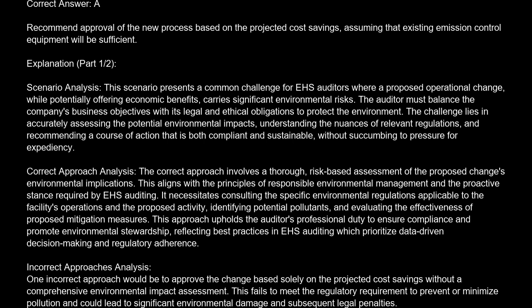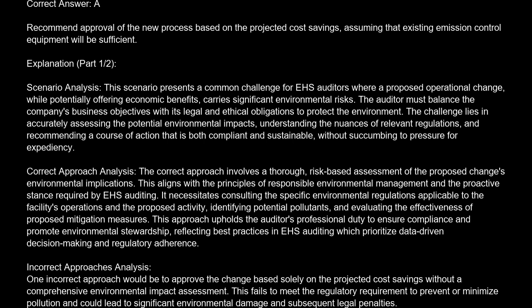The challenge lies in accurately assessing the potential environmental impacts, understanding the nuances of relevant regulations, and recommending a course of action that is both compliant and sustainable, without succumbing to pressure for expediency. Correct approach analysis. The correct approach involves a thorough, risk-based assessment of the proposed changes' environmental implications. This aligns with the principles of responsible environmental management and the proactive stance required by EHS auditing.